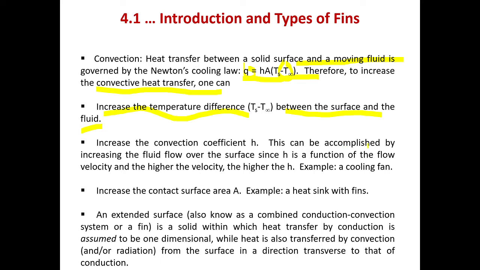This can be accomplished by increasing the fluid flow over the surface, since h is a function of the flow velocity, and the higher the velocity, the higher the h. Example: a cooling fan.